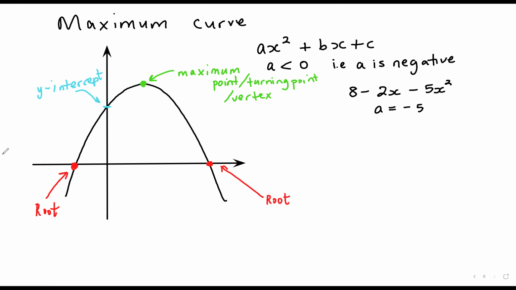And then you have, of course, your axis of symmetry, which passes through your turning point. This is your axis of symmetry here, right? This is your axis of symmetry.